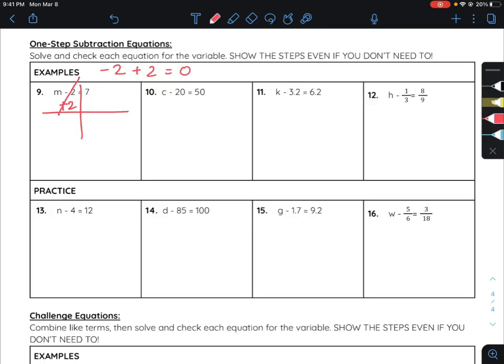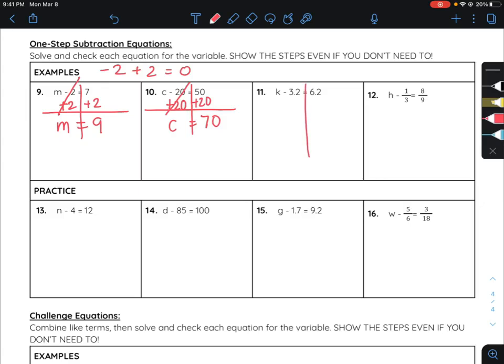So now this side's just m, and we add 2 to the right side to keep things equal. M equals 9, and you probably could have guessed that, but the point is to show the steps. Number 10, draw your line down. Look for the variable. It's being subtracted by 20, so I'm going to add 20, both sides. Cross out the 20s. C equals 70. Okay, a couple of more challenging ones.